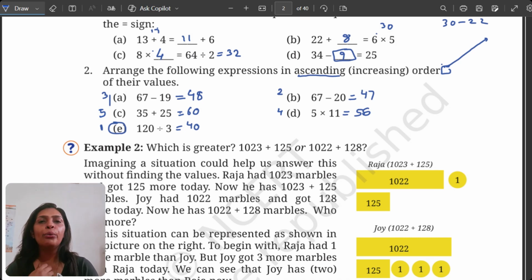So this is how we have to work on these expressions, how we can quickly and easily get those numbers. So this is it for the first video of this chapter.